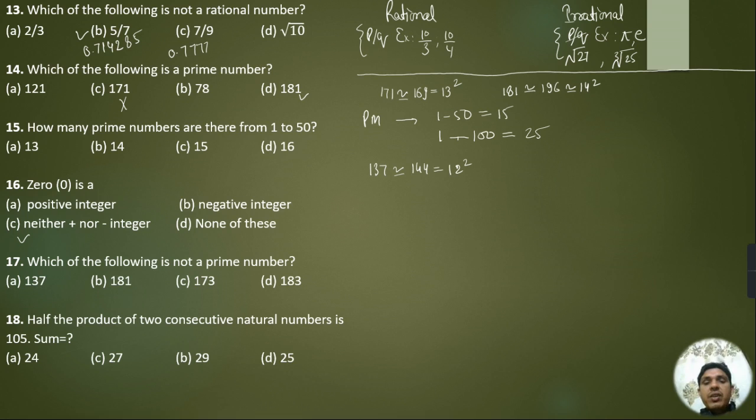So 181: if we check 181, the nearest square is 196, the square of 14. If we check, 3 no, 5 no, 7 no, 11 no, 13. It is divisible by 13 because 13 times 1 is 13 and 13 times 7 is 91, right? So again, not a prime number.